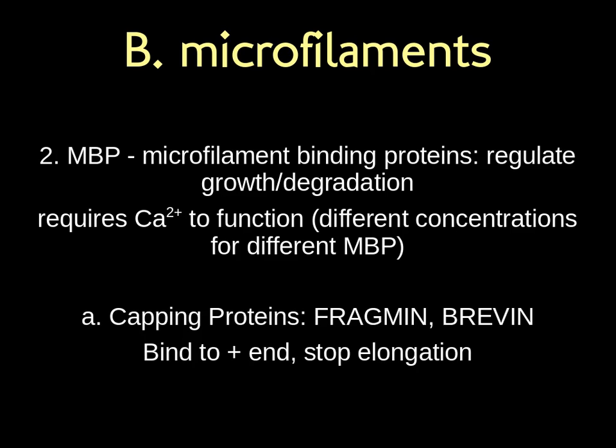Also, we have capping proteins. At some point we want to stop polymerizing. Like, okay, this is long enough now, we need to stop there. However, if you just leave the microfilament by itself without anything there to stabilize it, the ends become very unstable and they are prone to disassembly. So we need something to stabilize that end, and that's what capping proteins are for. We have two of them, fragmin and brevin, that are predominant, and these bind to the plus end, again the side that is being polymerized, and we're going to stop elongation by capping it there.